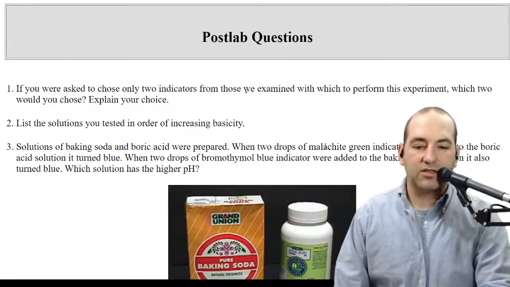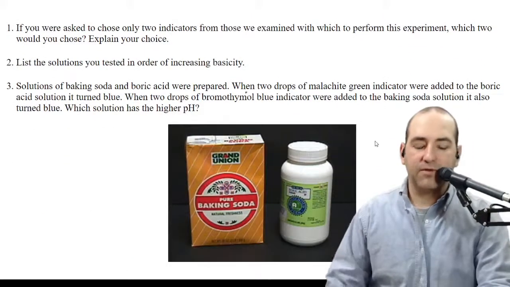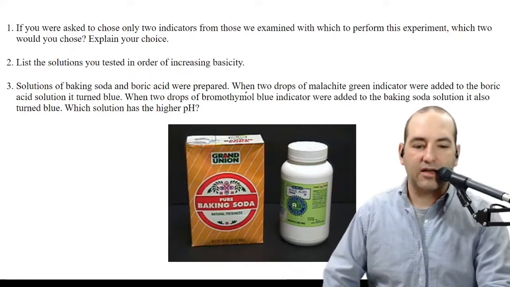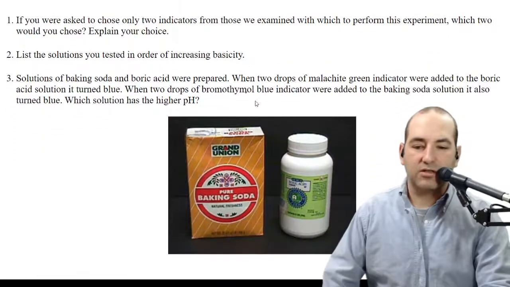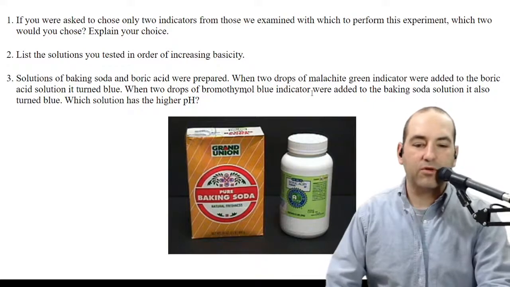All right, so then moving on to the PostLab, and we were talking about this in class last night. I did actually fix this, so you can answer these questions. So for 3, solutions of baking soda and boric acid were prepared. When 2 drops of malachite green indicator were added to the boric acid solution, it turned blue. When 2 drops of bromothymol blue indicator were added to the baking soda solution, it also turned blue.